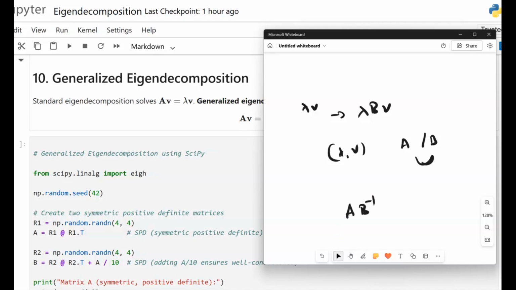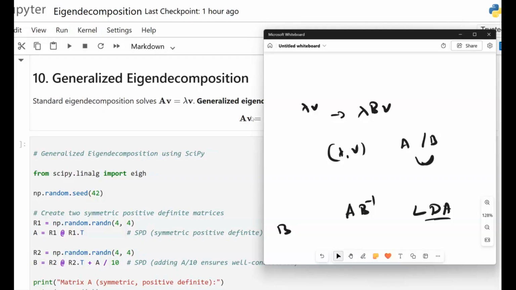Though the implementation does not require the matrix B to be invertible. This is very useful in data science and machine learning, mainly in Fisher's linear discriminant analysis, a classification technique that finds the projections that maximize the between-class variance relative to the within-class variance. So this is formulated as a generalized eigendecomposition of two covariance matrices. And here the standard requirement is that this B is positive definite, which is guaranteed when B is a covariance matrix.